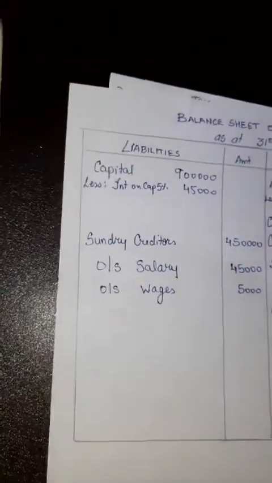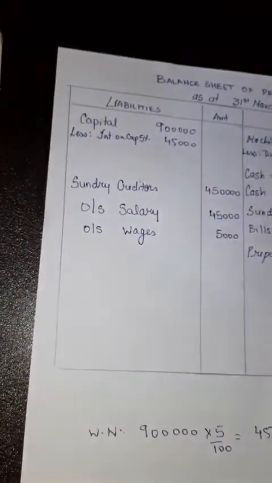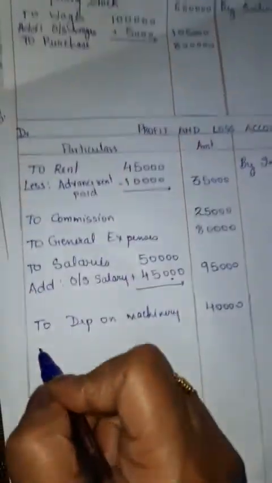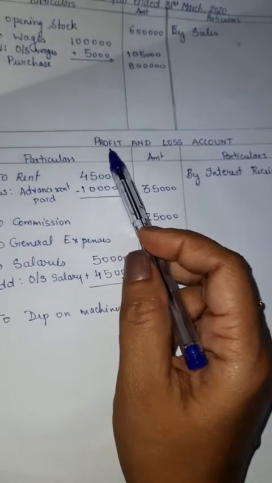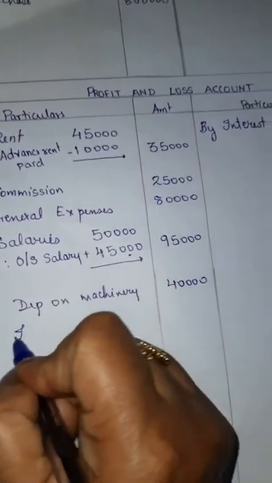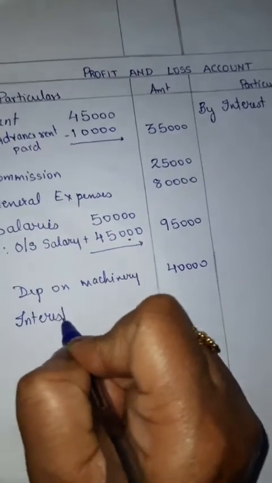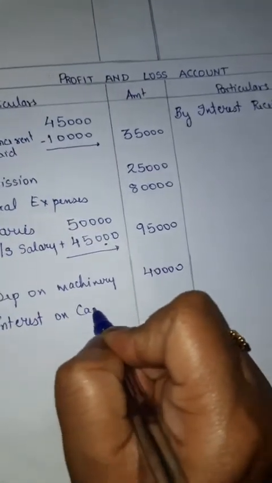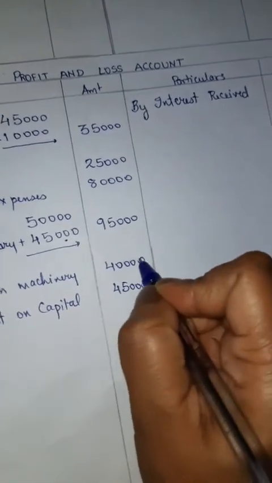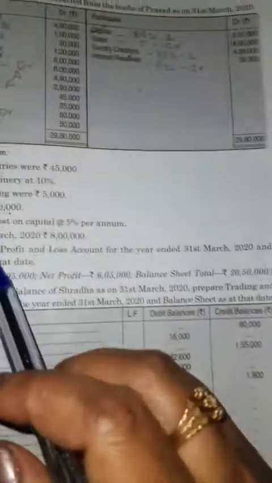Since interest on capital is what you have to pay to the partner, it is your expense. The second effect of the same will be shown in the profit and loss account debit side. You have to write here: to interest on capital, 45,000. Okay, 45,000.